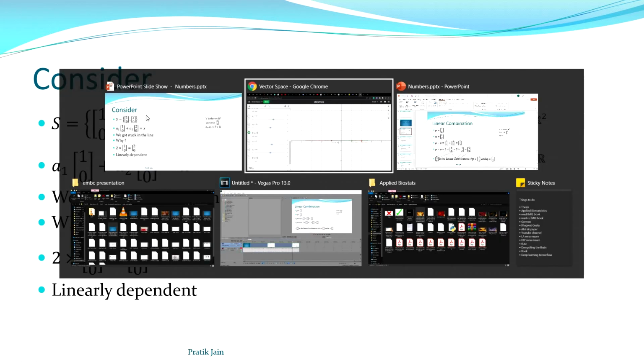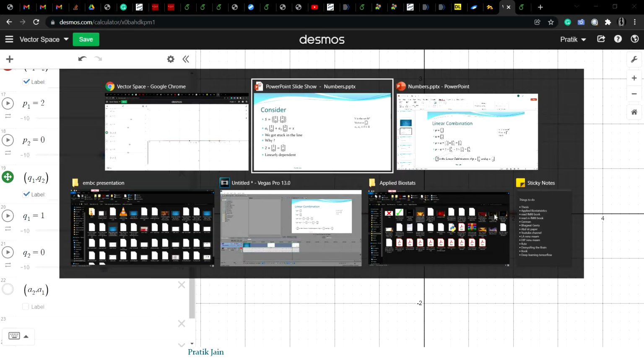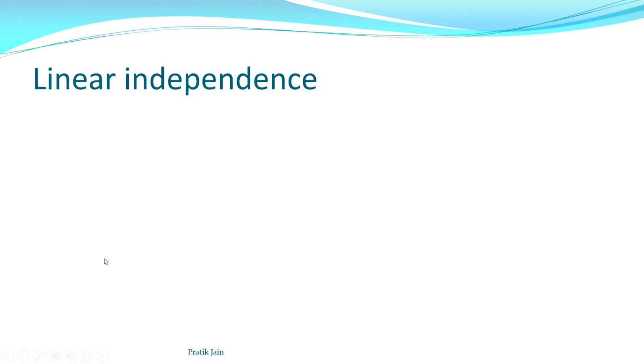And if you also talk in Desmos terms, you see both the vectors are over here. This is 1 comma 0 and 2 comma 0. So they are the same, they are actually the same vector, only it is scaled. So one of the vectors, this one, is scaled by this. That's the only thing. So you are not getting any new information. So that is what we call linearly dependent vectors. So these two are linearly dependent. Okay. Now, so what is linear independent?